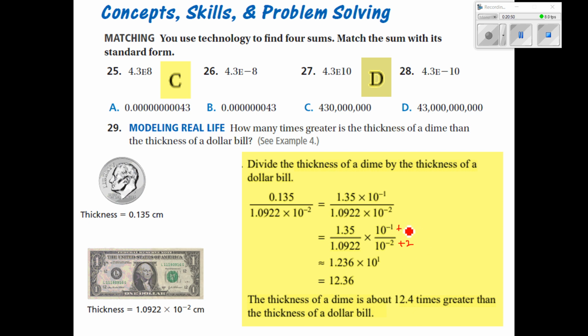Now we have 2 minus 1, and that's going to give us 10 to the first power, right? So anything to the first power is going to be 10. That means we're moving the decimal 1 place back to get rid of that 1 power. We move it that way because we're multiplying by 10. The exponent comes over 1, and that's where we get 12.36. So the thickness of a dime is about 12.4 times greater, because we're going to round up since 6 is bigger than 5.